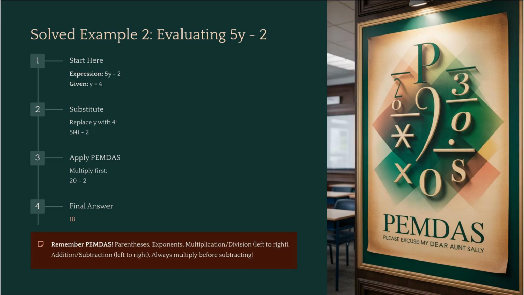Here is an example with multiplication and subtraction. 5y minus 2. We'll set y equal to 4. Substitute 4 in for y, making the expression 5 times 4 minus 2. Remember, we use the order of operations, PEMDAS. Multiplication comes first. 5 times 4 is 20. Then subtraction. 20 minus 2 is 18. The expression evaluates to 18.